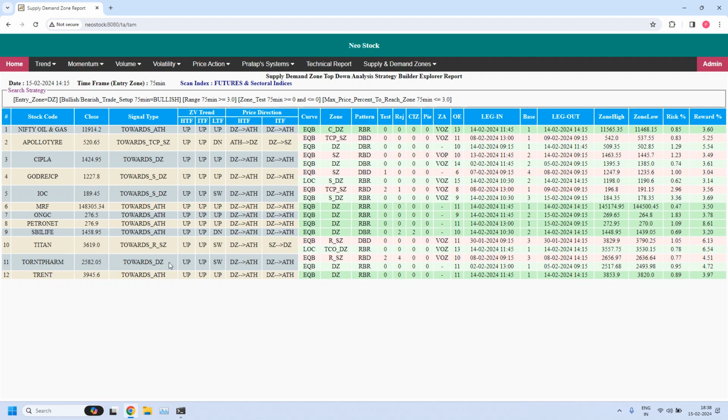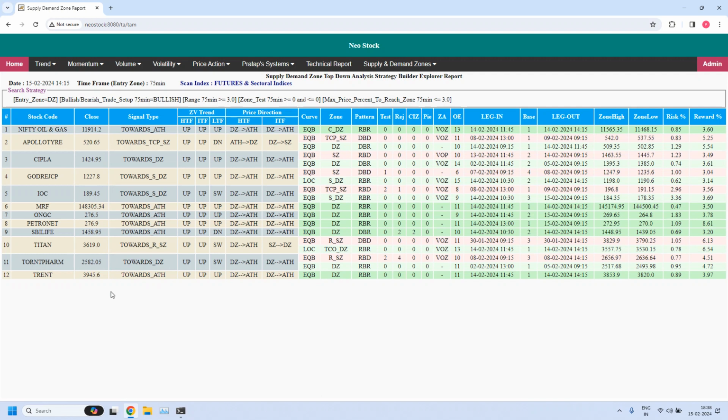It doesn't mean that for other stocks we won't get the entry. Sometimes what happens, the other stocks also all of a sudden change direction, they come to the demand zone and immediately again they start moving up. That means we get an entry. Immediately we have to catch that stock.